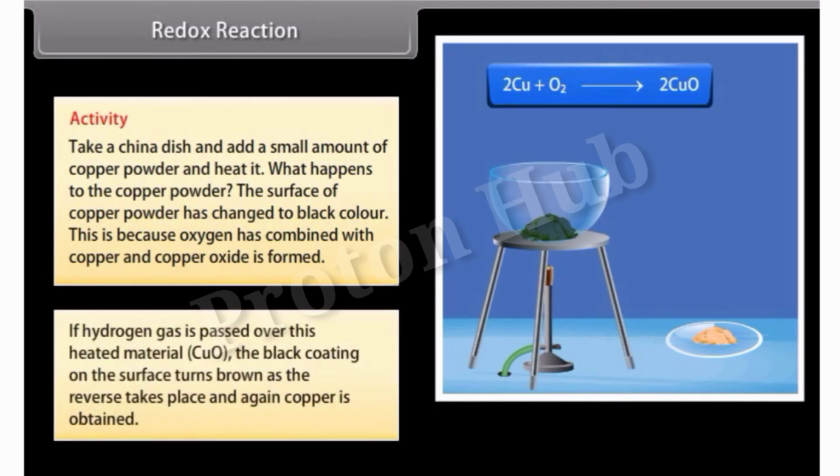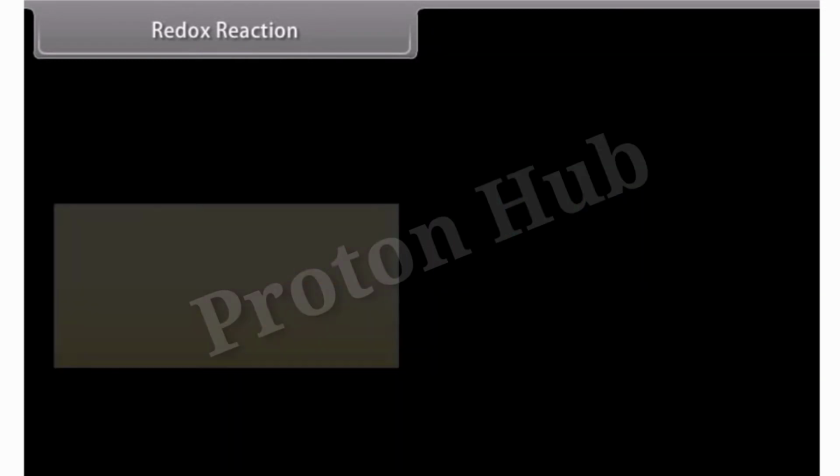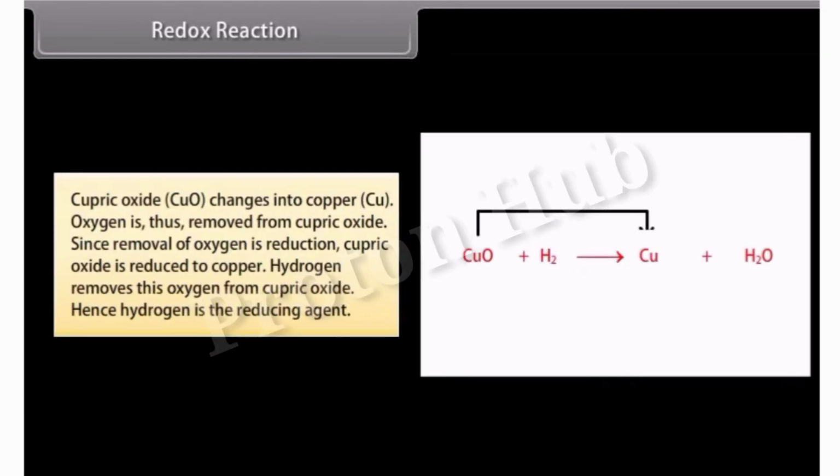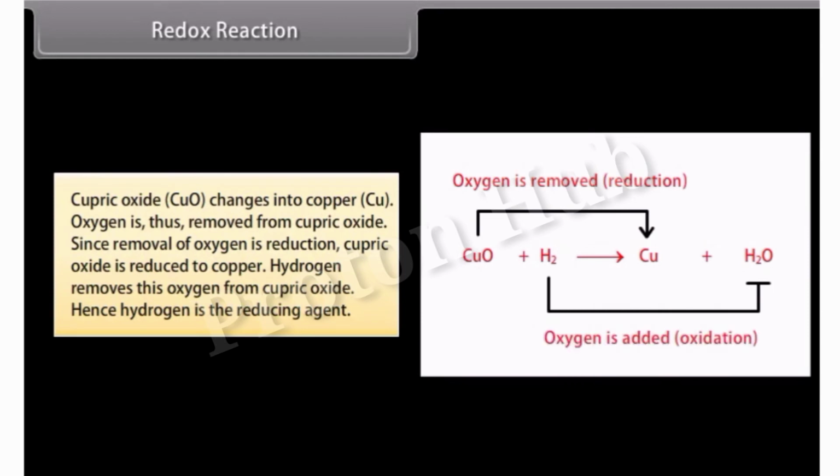If hydrogen gas is passed over this heated material, CuO, the black coating on the surface turns brown, as the reverse takes place and again copper is obtained. Cupric oxide changes into copper. Oxygen is thus removed from cupric oxide. Since removal of oxygen is reduction, cupric oxide is reduced to copper.